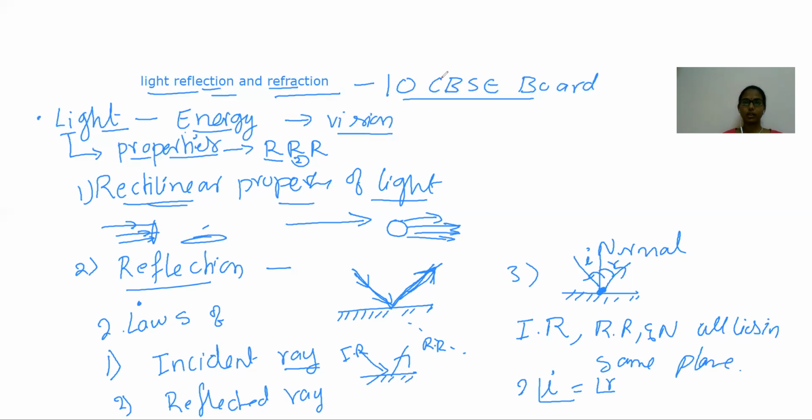Clear, children? So in this class we learned about light and its two properties: the rectilinear property of light and reflection of light. The rectilinear property means light passes through a straight line path. Reflection of light means bouncing back of light into the same medium. There are two laws of reflection. The incident ray, reflected ray, and the normal all lie in the same plane: this is the first law. The angle of incidence is equal to the angle of reflection: this is the second law of reflection.